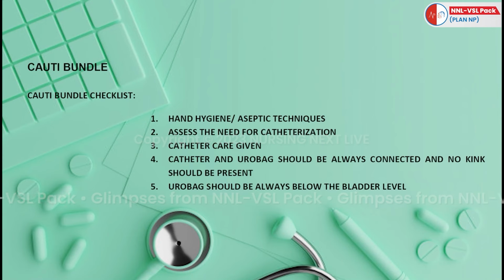CAUTI bundle checklist: hand hygiene or aseptic technique, assess the need for catheterization, catheter care given, catheter and urobag should always be connected and no kink should be present. Urobag should always be below the bladder level.